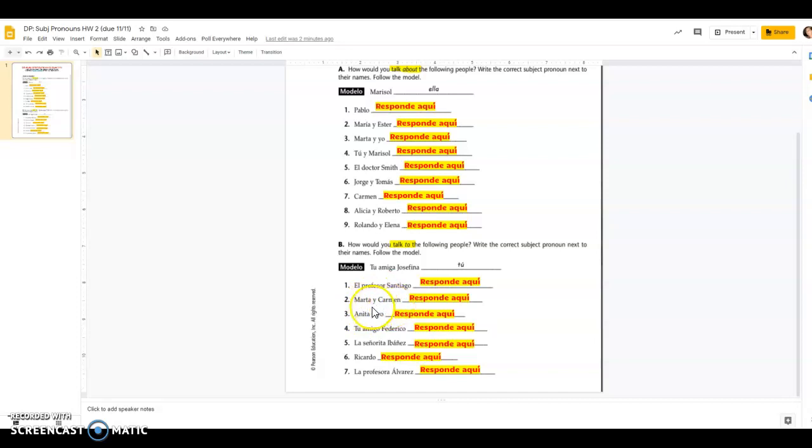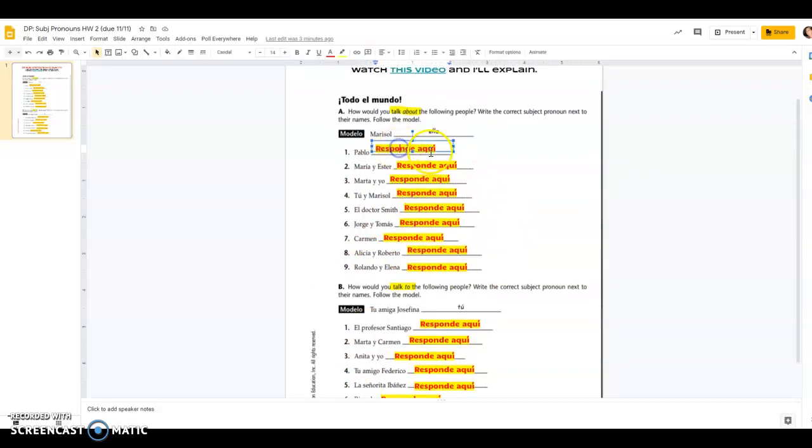Same with Marta y Carmen. If you walked up to them, you could be like, hey, y'all, or hey, you guys. Anita y yo, you're talking to them, so therefore you are a part of them. Anita and I, so therefore it's going to be we. Those are all the helpful hints I'm going to give you. But remember, in this section you're talking to them, and on the top you're talking about them.